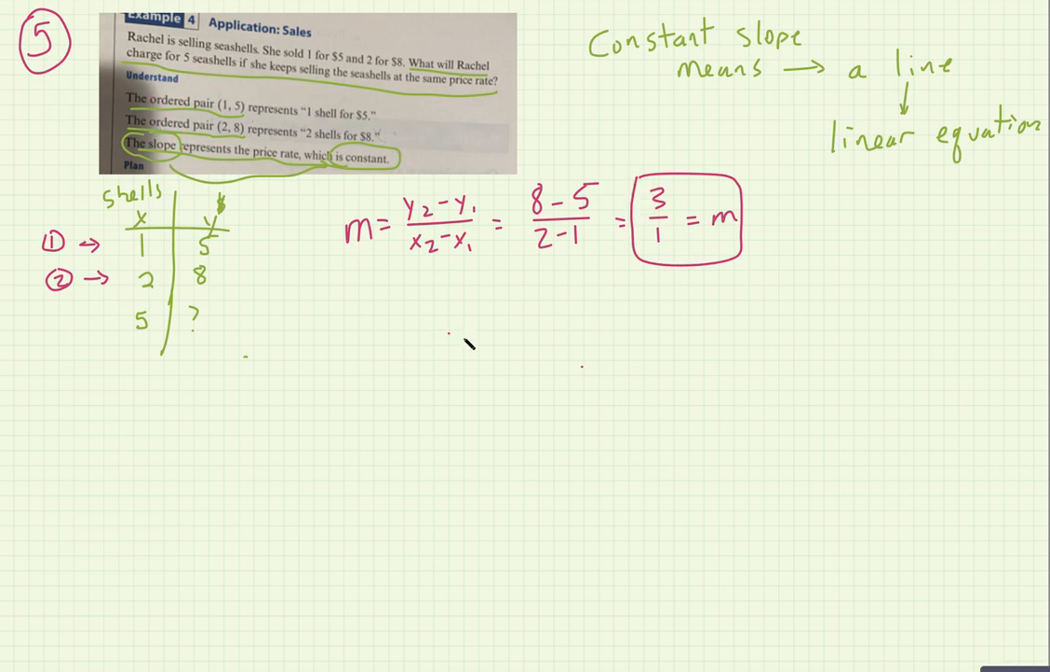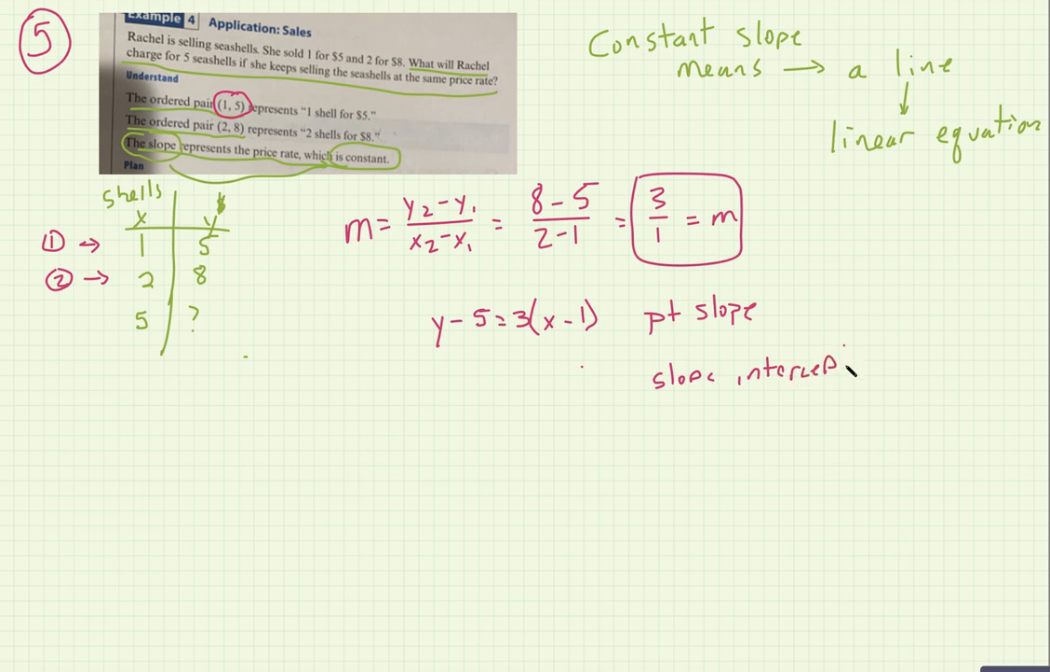Now we can use either equation here to find our point slope form. So let's do that. We're going to just use the easier one. I'm going to use the one with smaller numbers. Why? Because the math is easier. So y minus 5 equals 3 times x minus 1. Well, let's go ahead now and put this in slope intercept form. So this is point slope form, but I want this in slope intercept form.